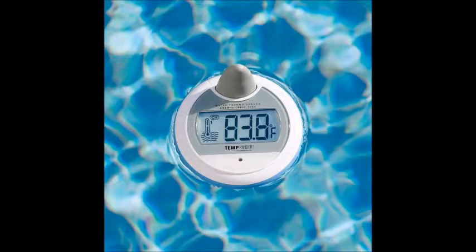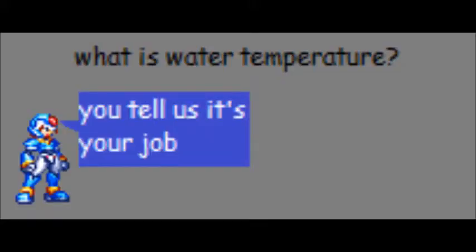Okay, today we will be talking about water temperature and how it affects water quality. So, what is water temperature? What do you think water temperature is? The average kinetic energy of water molecules?